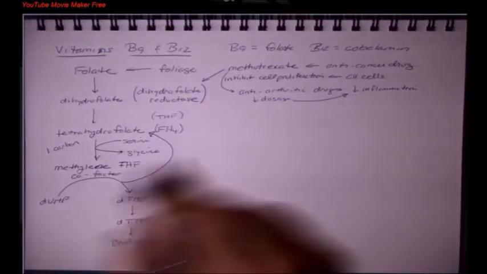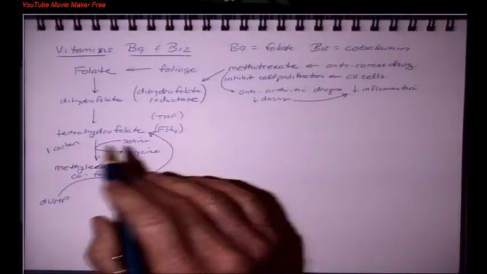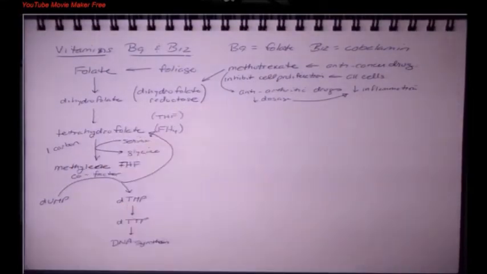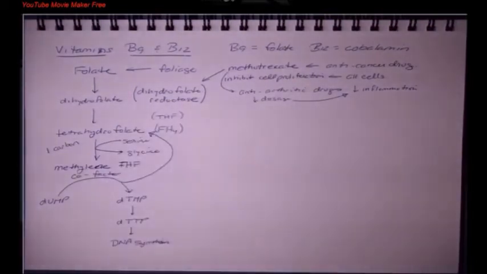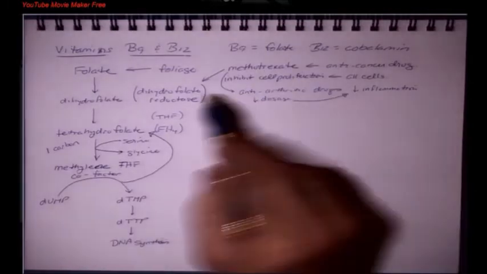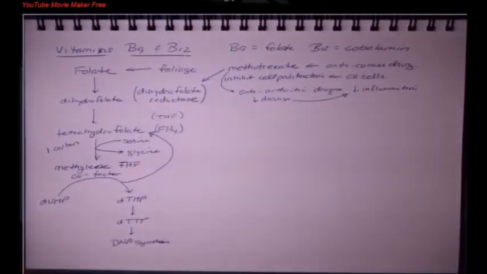So it's the same drug, but we've just titrated back the effect of the drug. Okay? The drug is still inhibiting dihydrofolate reductase, but by inhibiting only a portion of it, we're able to sort of target the most highly proliferative cells, being the immune system.